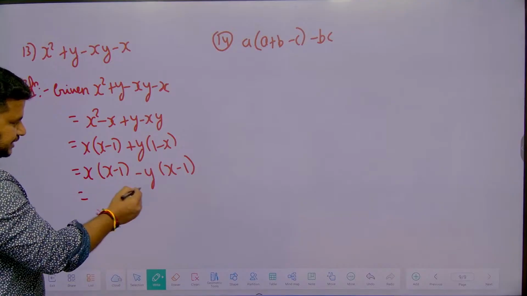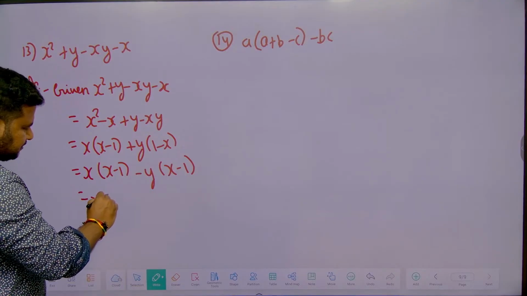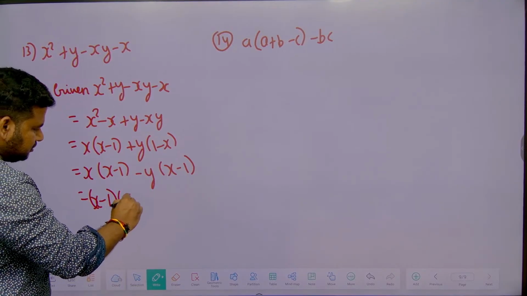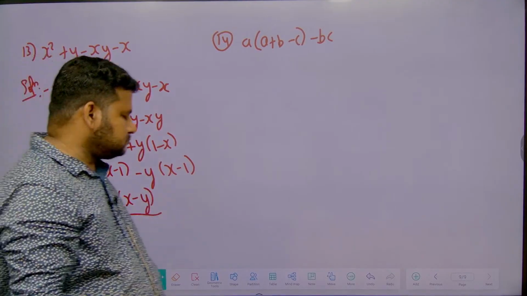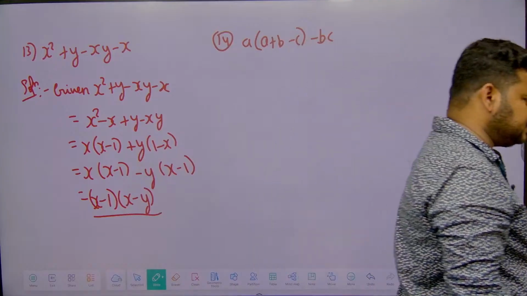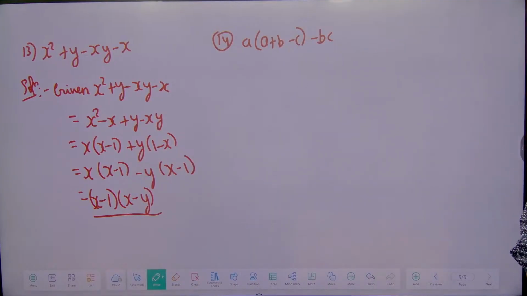Next, what will we do? x minus 1, take it outside. If you take it outside, this will become (x minus 1) into (x minus y). This is the final answer: (x minus 1) into (x minus y). This will be our final answer. Got it?